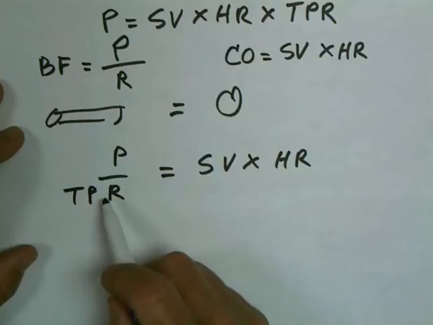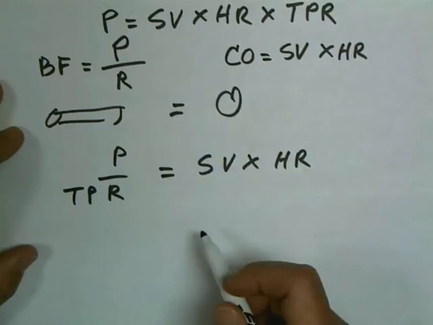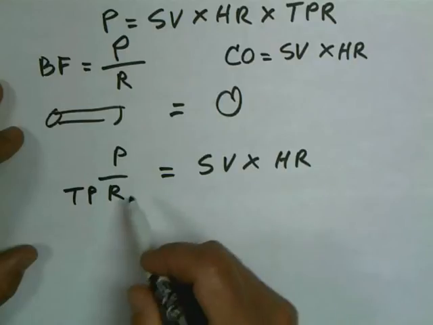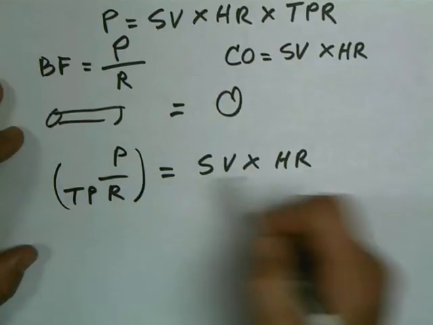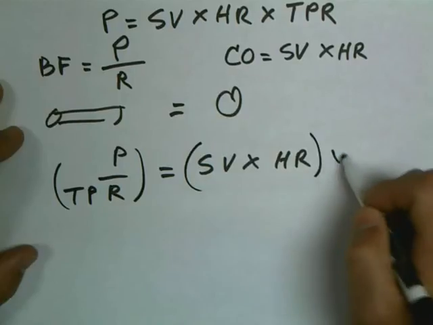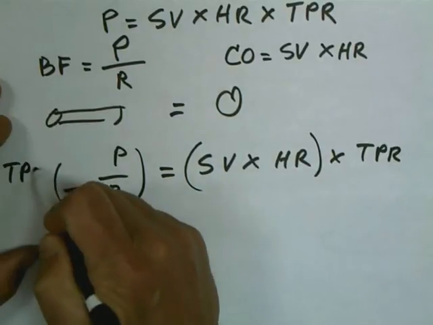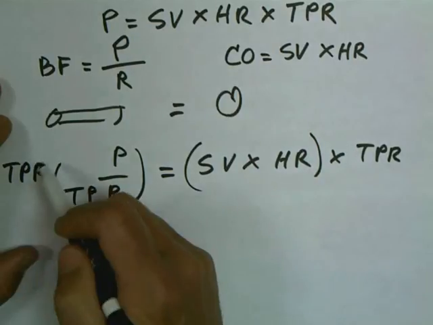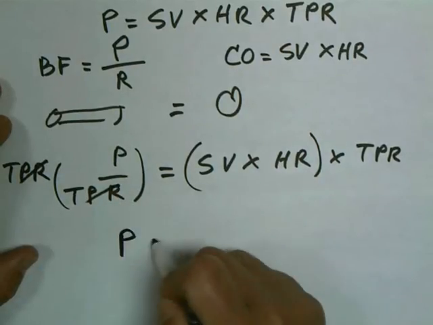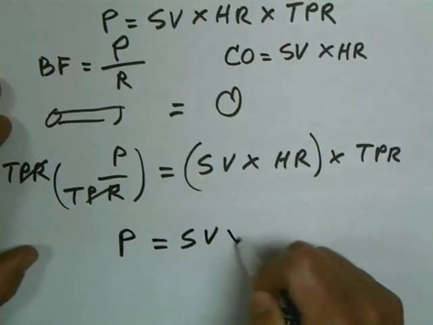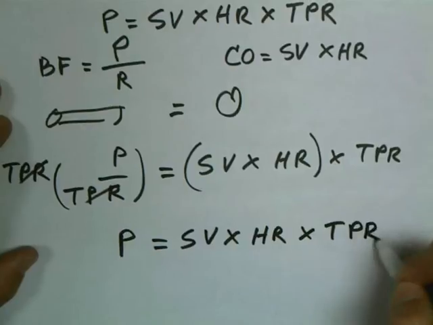All right, well, I don't like this term TPR here in the denominator, so what we're going to do is multiply both sides of the equation by TPR to cancel it out. And when we do that, what do we get? All right, so here is this, multiply both sides by TPR, and TPR over here. All right, so TPR cancels out because that's just one, and we're left with what? Pressure is equal to stroke volume times heart rate times total peripheral resistance.